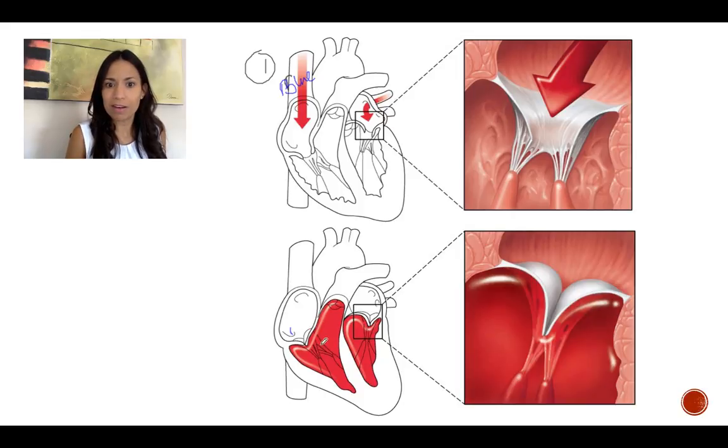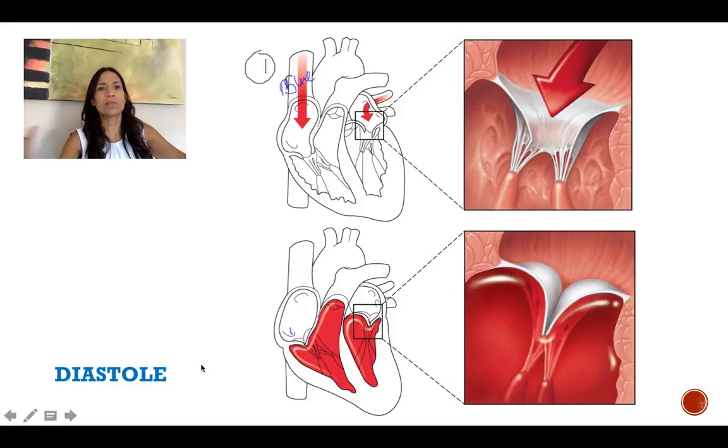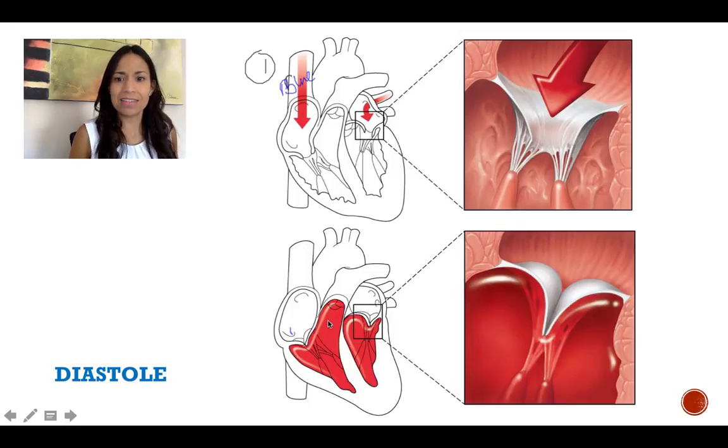There's no movement of blood at this moment. It's not being filled, it's not going towards the blood vessels. We're keeping the same volume. We call this phase isovolumetric, the same amount of volume. And these two phases are called diastole. Diastole is when the cardiac muscle around the cardiac chamber is relaxed and being filled with blood. So this is diastole.